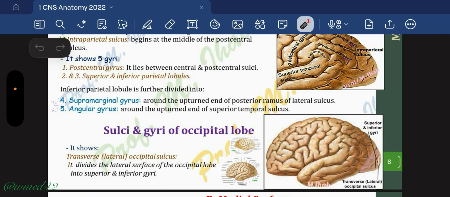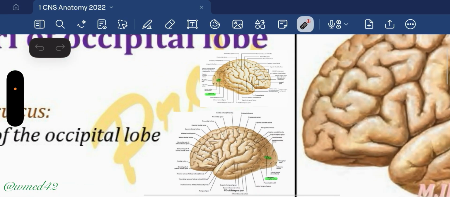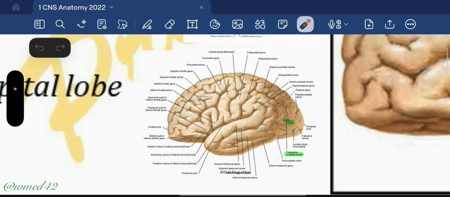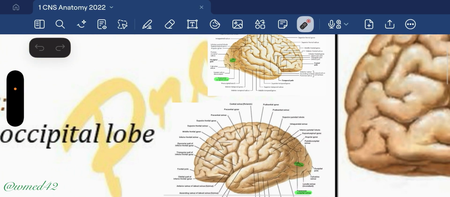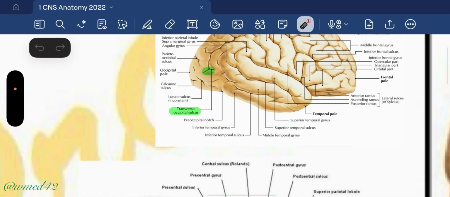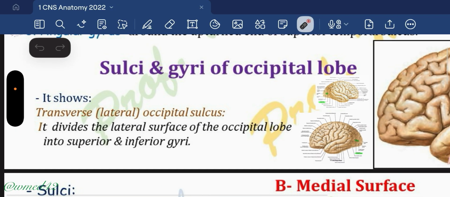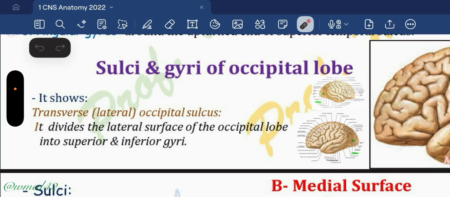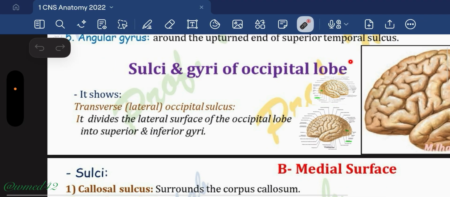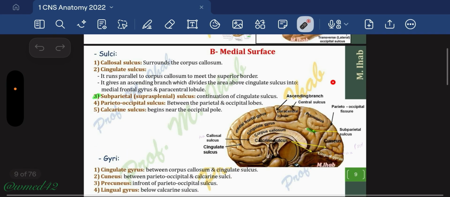Sulci and gyri of the occipital lobe. It shows the transverse lateral occipital sulcus, transverse occipital sulcus, which is right here. It divides the lateral surface of the occipital lobe into superior and inferior gyri. The medial surface: we have sulci and gyri in the medial surface as well.